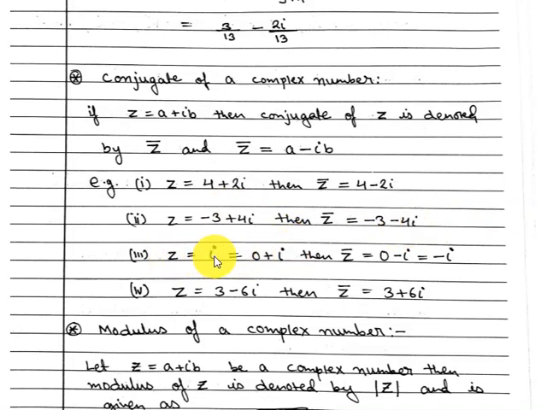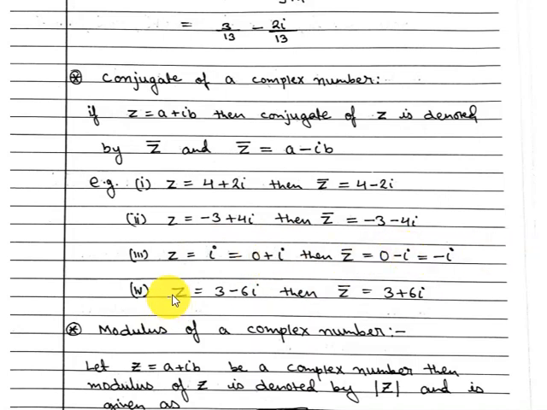Here z is equal to i, that means this is nothing but 0 plus i. I'm trying to write this in terms of a plus ib. Here I don't see anything in place of a, that means 0 is there, plus i. In place of b there is 1. Now I have to write the conjugate of this. Conjugate means I have to change the sign, so this becomes minus.